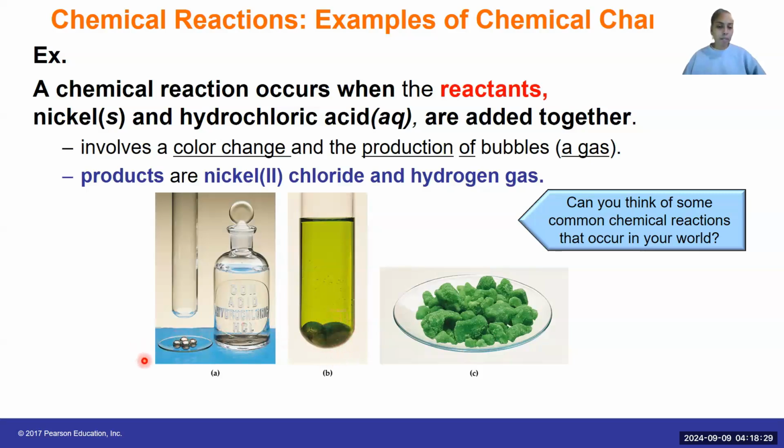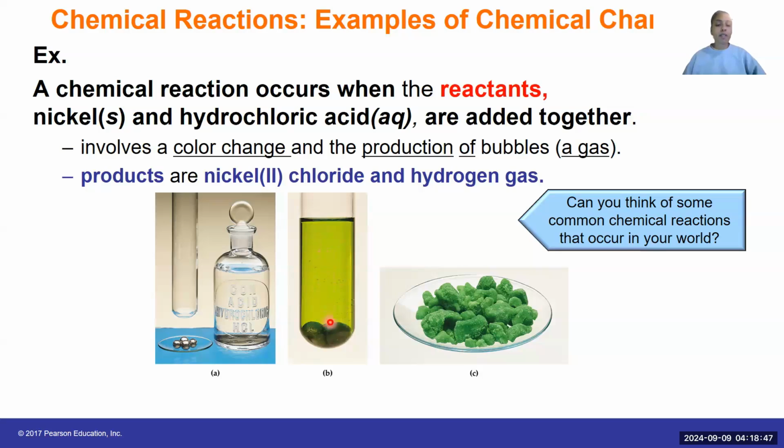Notice, remember we talked about having a color change. Nickel is a silver metal, and we put hydrochloric acid in a test tube. Notice that the hydrochloric acid is colorless, but when we mix the two together, here's the nickel on the bottom, we start getting this green color.